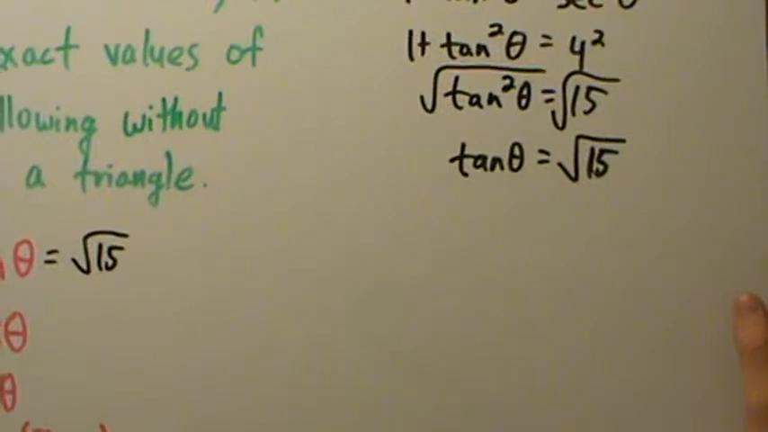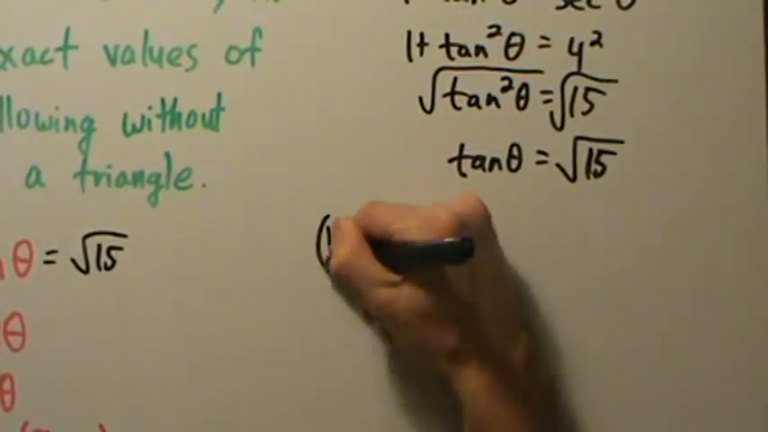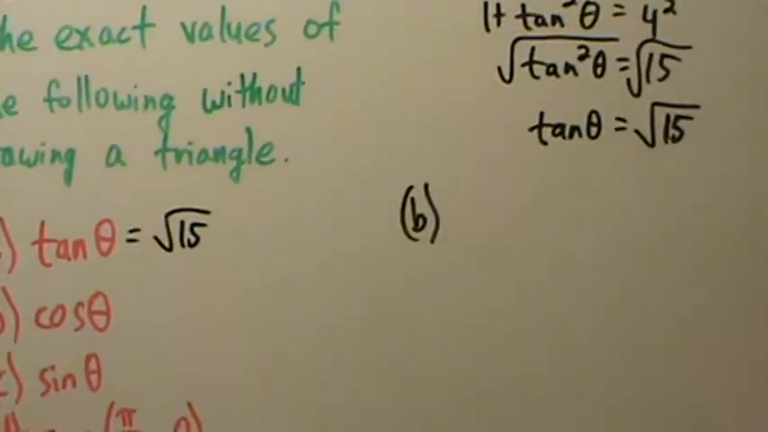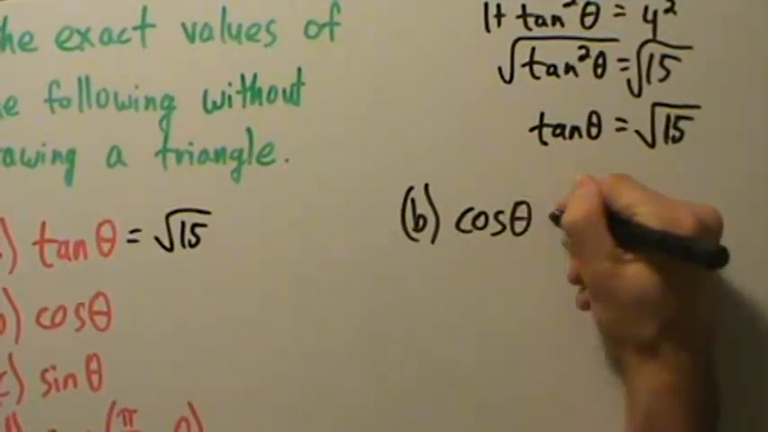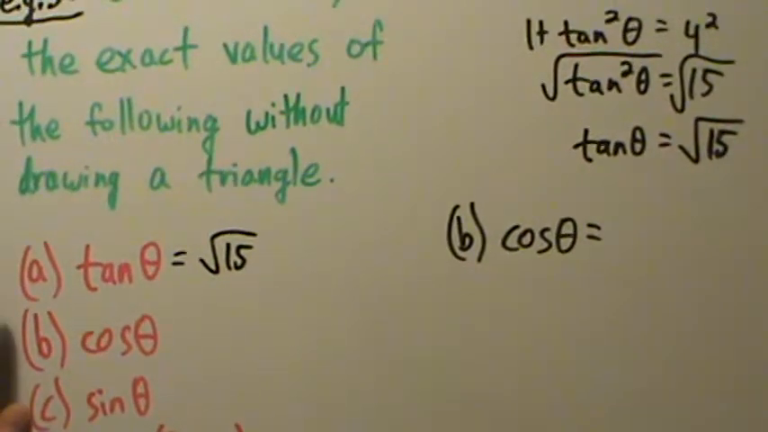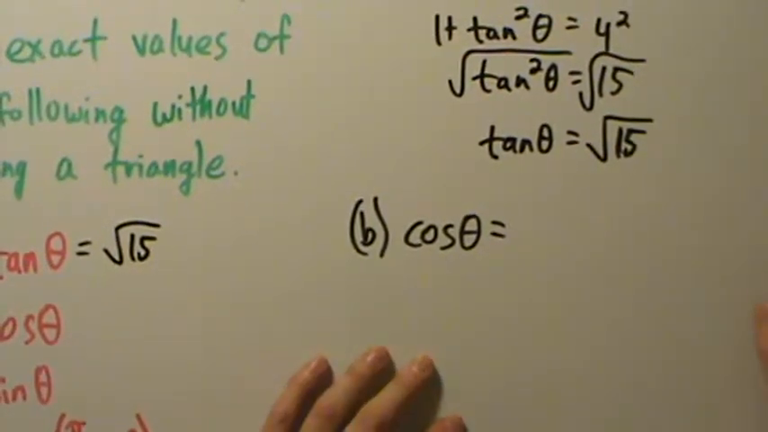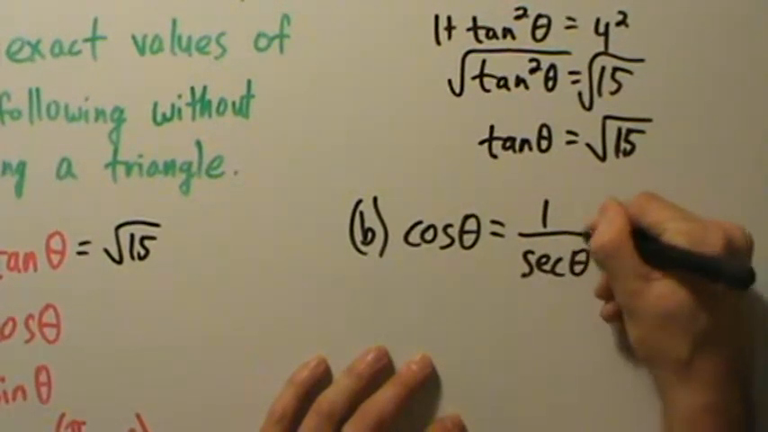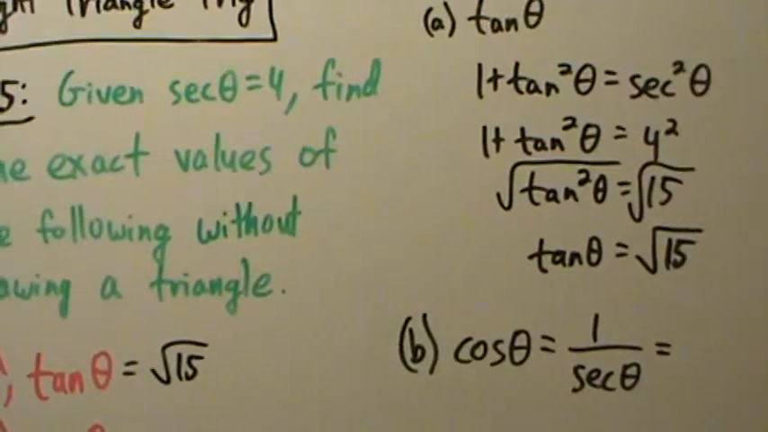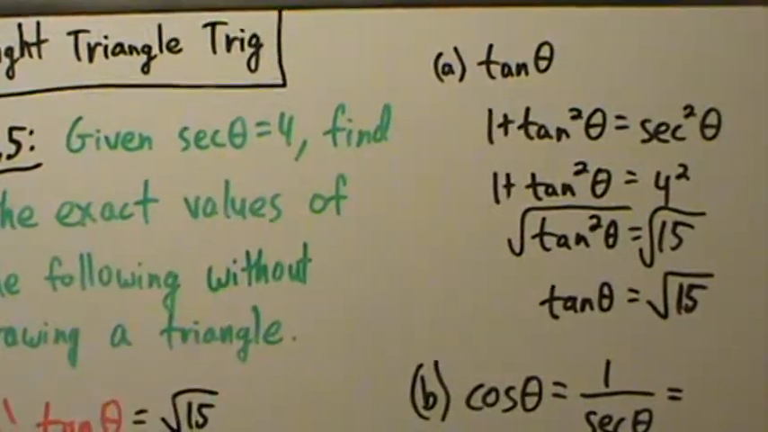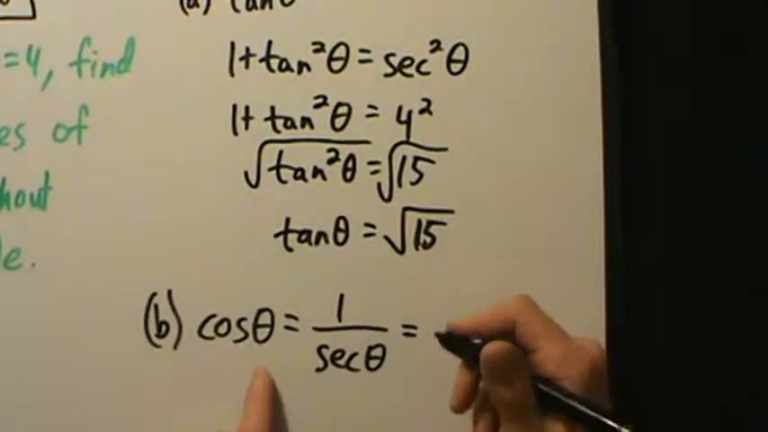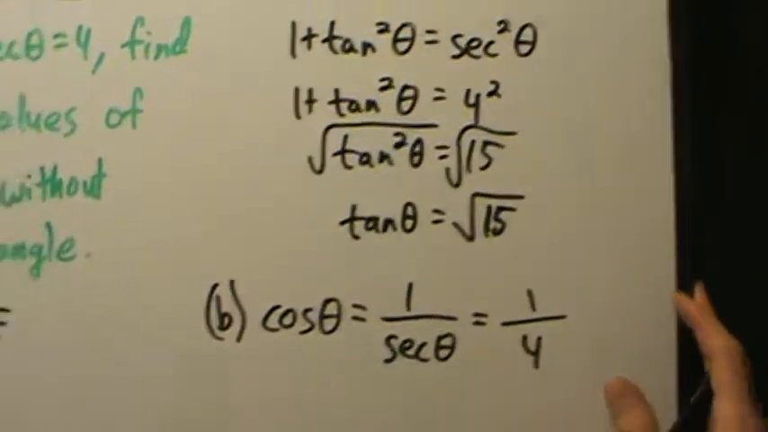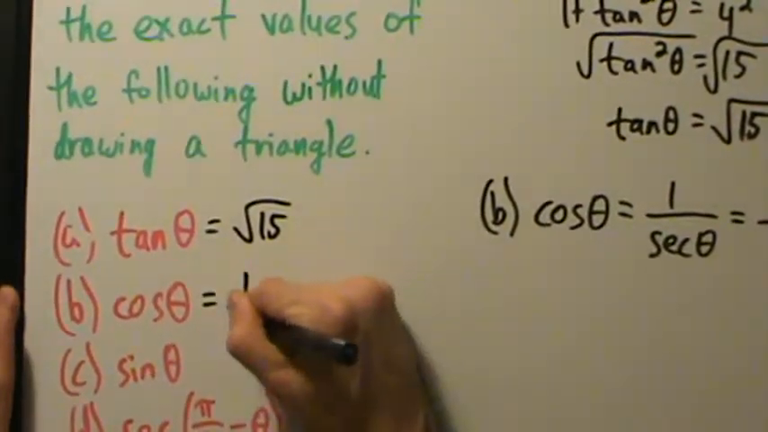So that's part A. Now part B. Okay, so here's the work for part A. That's that. Now part B is cosine of theta. Okay, so for cosine of theta, remember the reciprocal identities said that cosine of theta is 1 over secant of theta. And we're given secant of theta is 4. So we can just say right away, cosine of theta is 1 over secant of theta, which is 1 over 4. So that's pretty much that. So this is 1 over 4.